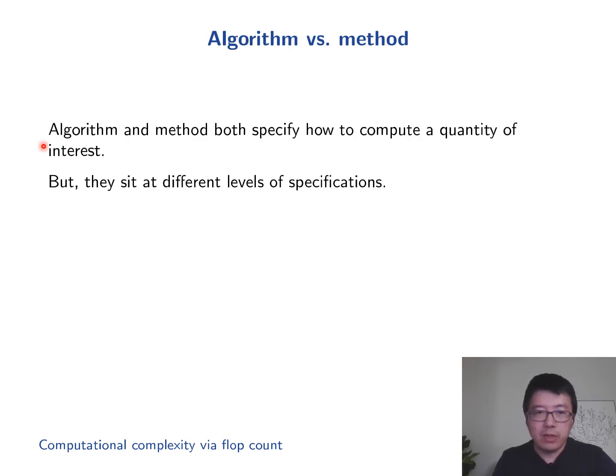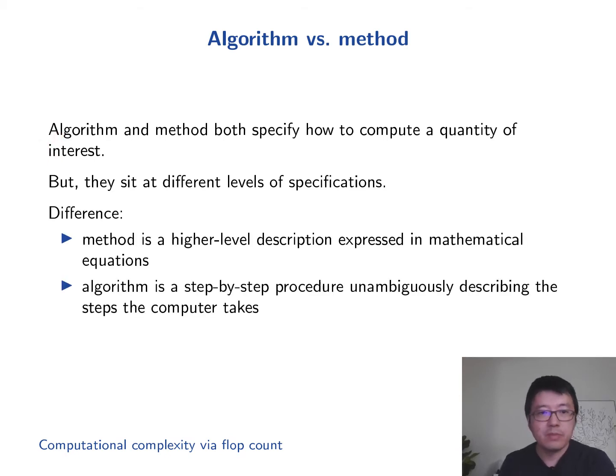This book and this lecture use both "algorithm" and "method" to describe how to implement a certain computational task. However, the two words sit at different levels of specification. Method is a higher-level specification. It describes the computation in mathematical equations and iterations. Algorithm is a lower level of abstraction. It describes the step-by-step implementation of the method in the computer. To clarify, we can go even lower level by implementing an algorithm in a programming language. We don't go to that lower level.